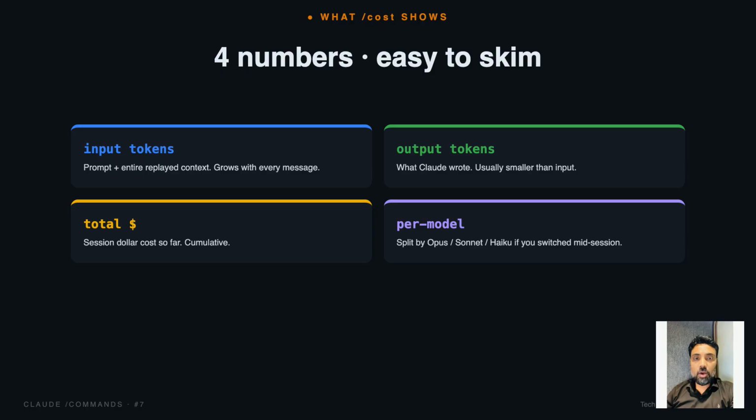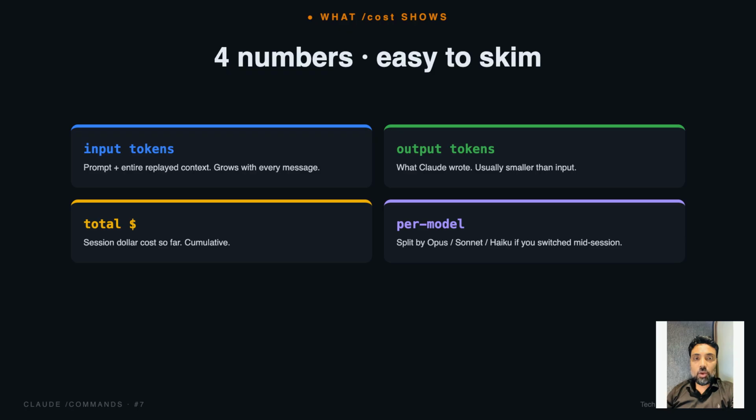But there's a mental model most people don't build until they've been burned. Every message you send Claude burns tokens, not just your prompt, the entire context you've built up so far. If you've been reading files for an hour, every follow-up question replays that entire context as input tokens, which is why a 5-word question can cost $1. It's not the 5 words, it's the 10,000 token context they're being asked against.